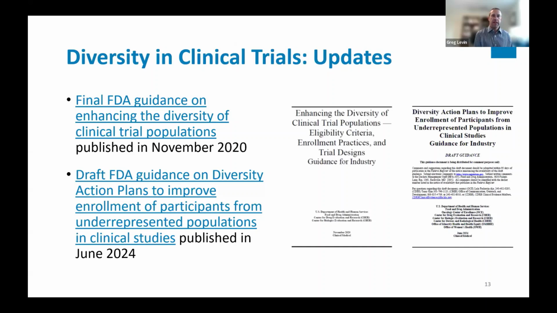So in terms of diversity in clinical trials, there was a final FDA guidance on enhancing diversity of clinical trial populations published in November 2020. And then just a couple months ago, there was a draft FDA guidance published on diversity action plans to improve enrollment of participants from underrepresented populations. Next slide.